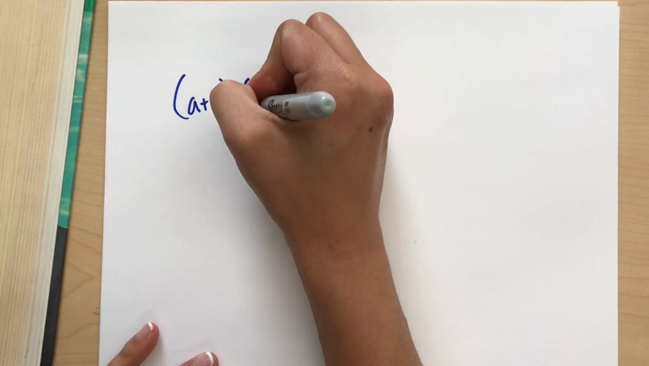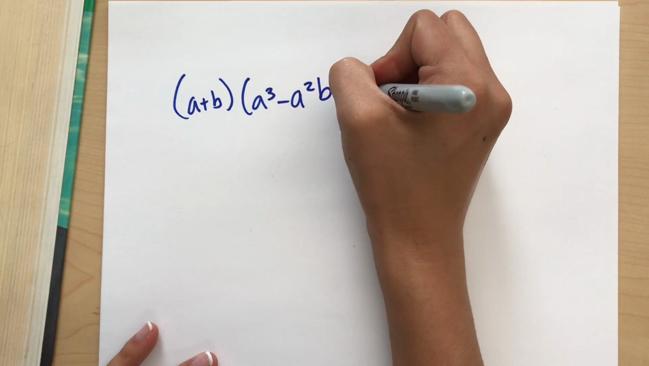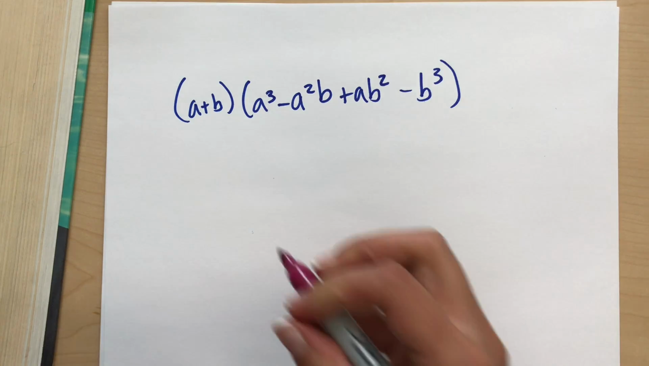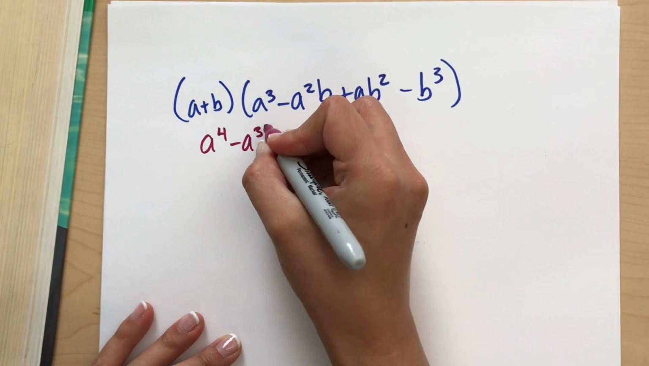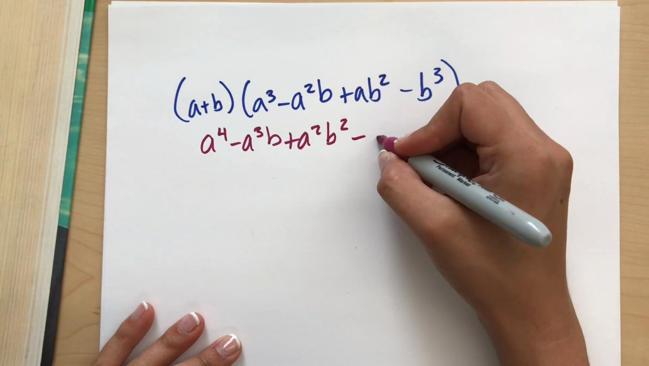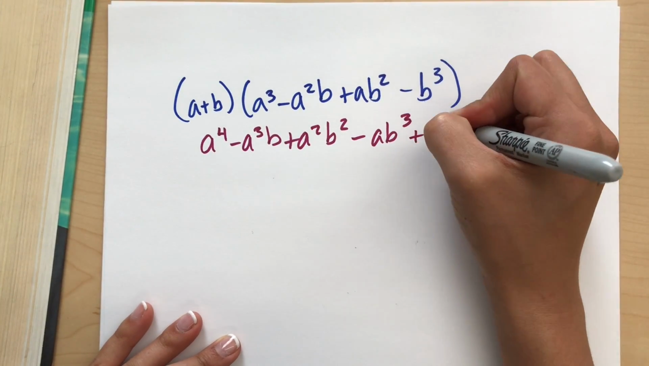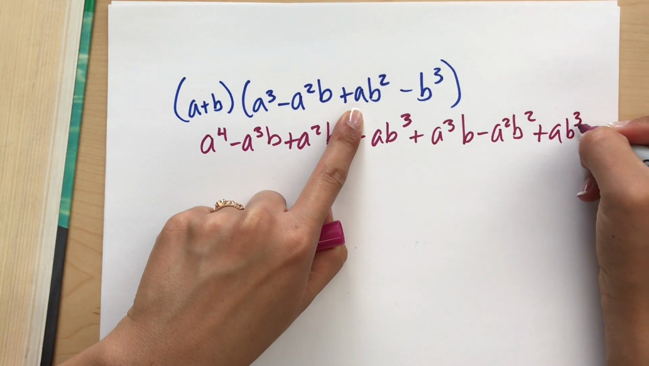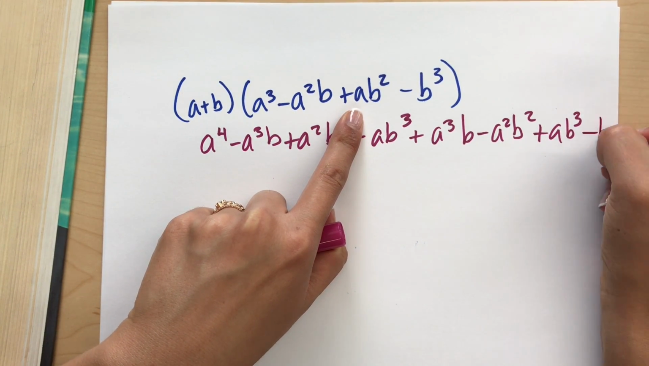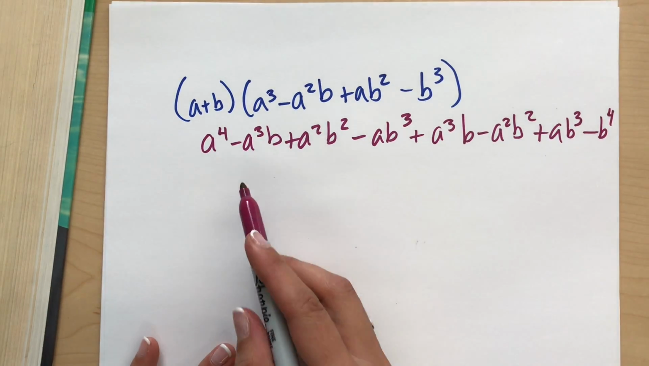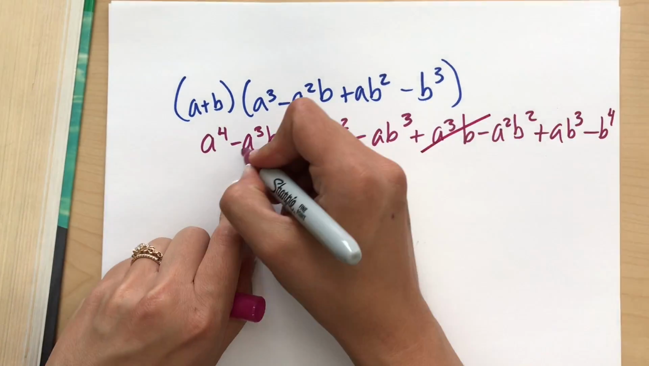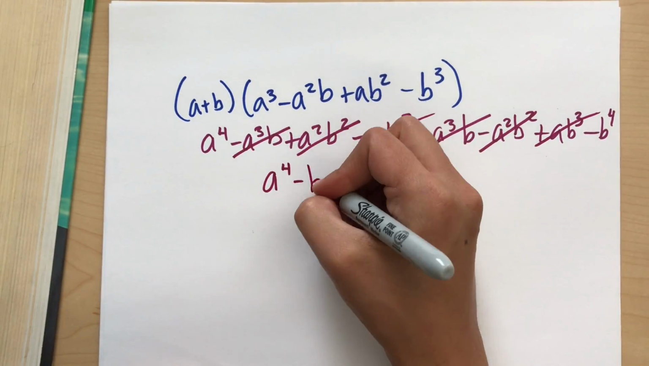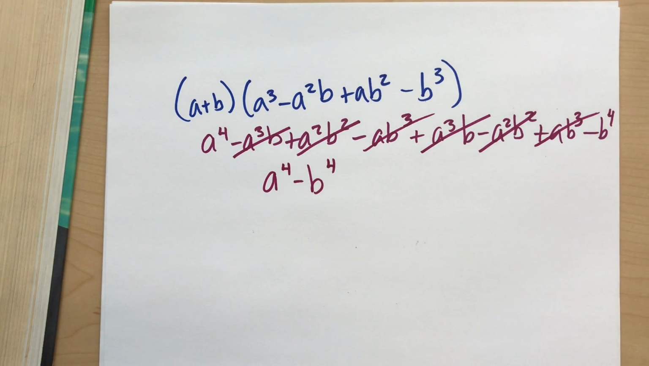Another example here, we have a plus b times a cubed minus a squared b plus ab squared minus b cubed. So take a, multiply it to every single term: a to the 4th minus a cubed b plus a squared b squared minus ab cubed. Plus a cubed b, minus, now I'm taking b across everything, so that's a cubed b minus a squared b squared plus ab cubed minus b to the fourth. Then I just cancel here. Anytime I have the same thing but opposite sign, I can cancel them, and I just end up with a to the fourth minus b to the fourth.